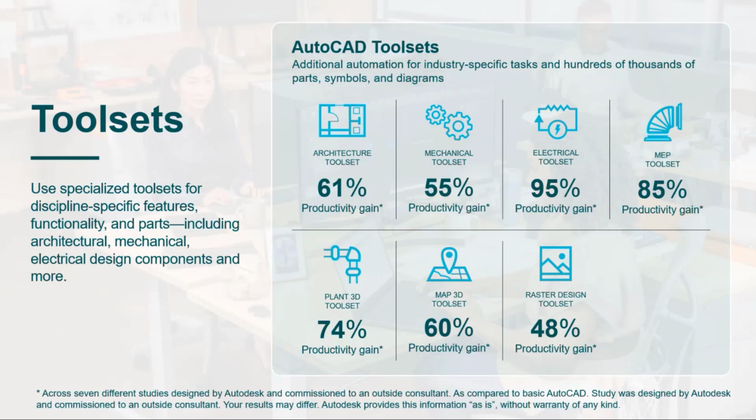By using mechanical, you'll be able to gain an individual productivity of around 55%. The electrical toolset, which is concentrated only on control panel designs, will gain your productivity to around 95%. And about MEP, which is specific to the mechanical, electrical, and plumbing industry, you'll be able to gain an overall productivity of around 85%. Apart from that, there are also softwares to help you, such as Plant 3D, Map 3D, and Raster Design.